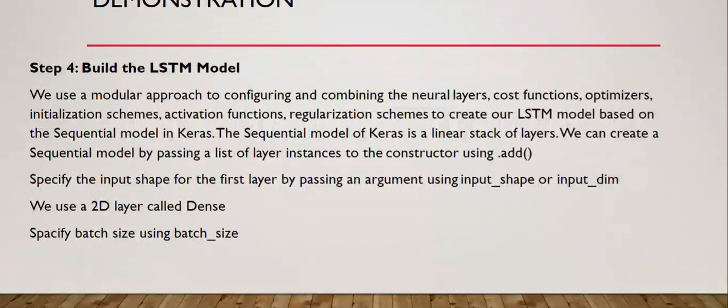Then you need to specify the input shape, also called input dim if you are using 2D or 3D layers. Then you also need to specify the batch size. The batch size is the size of the basket of data that would be processed at a time. So this is the code base, the main steps of the code.